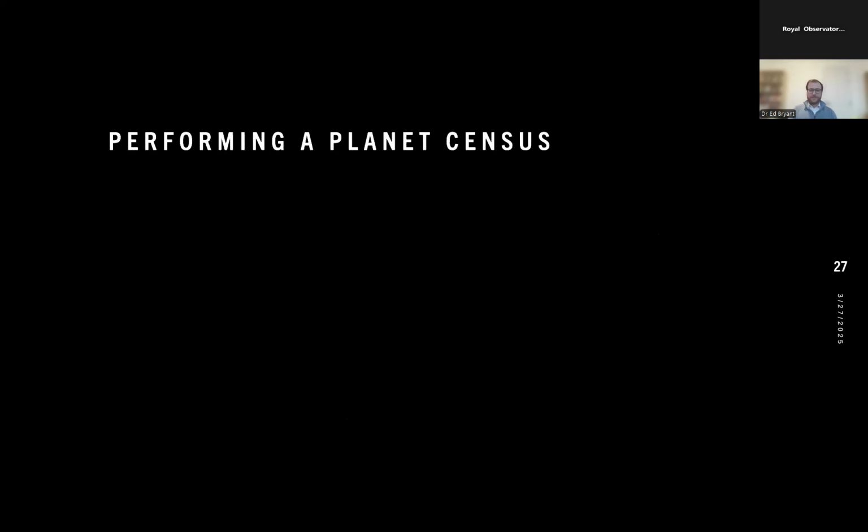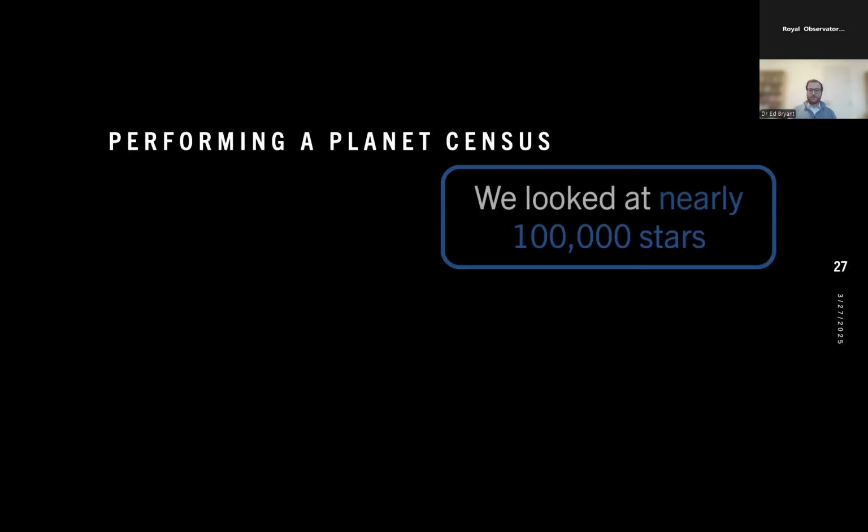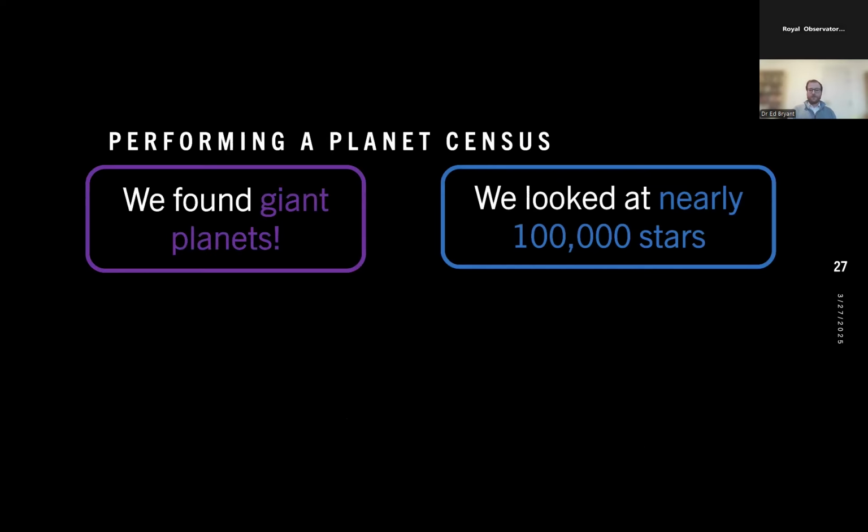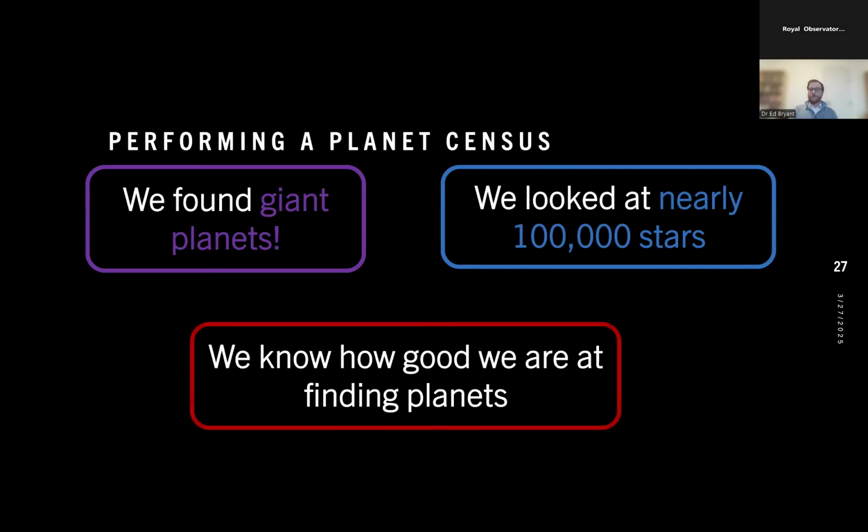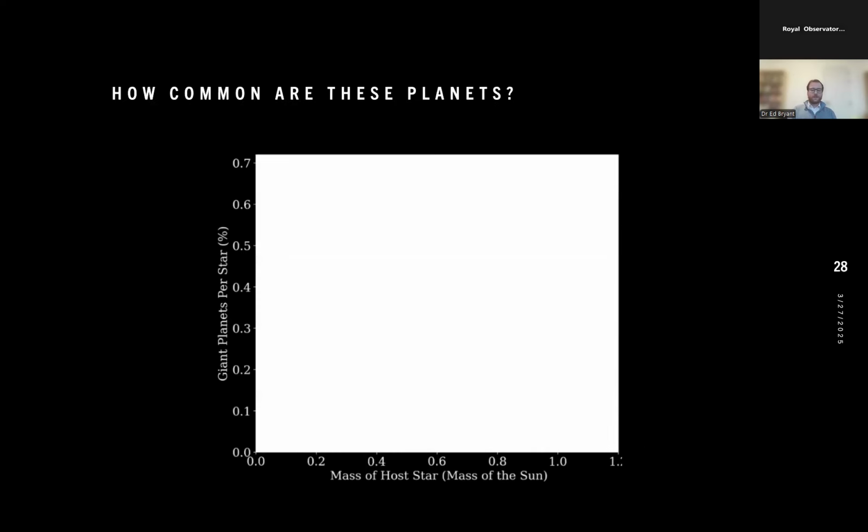And so combining these together, we finally have all the steps we need to perform our census. We've looked at nearly 100,000 stars, data from 100,000 stars with TESS, found a whole load of giant planets, and we also know how good we are at finding these planets. And so if we combine these all together, we can answer the question at the top of this slide about how common these planets are.